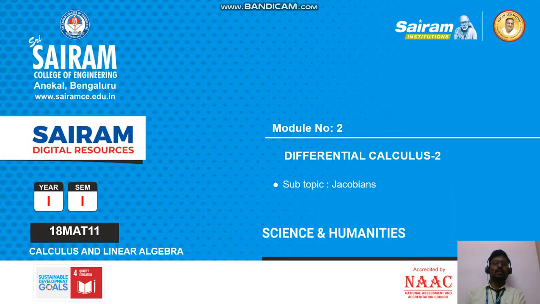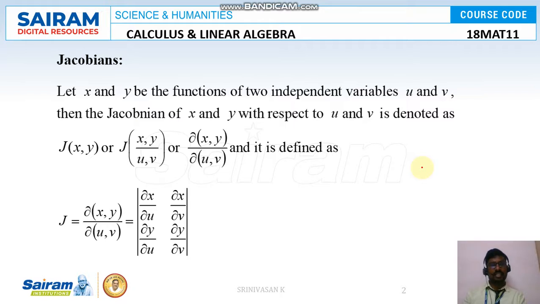Welcome to all. In this video we'll discuss module 2, differential calculus 2, and the topic is the Jacobian method. This is a very important topic from your exam point of view, and a very easy topic also. So Jacobian we can define in two types: one is two variable, another one is three variable. This is the definition of Jacobians.